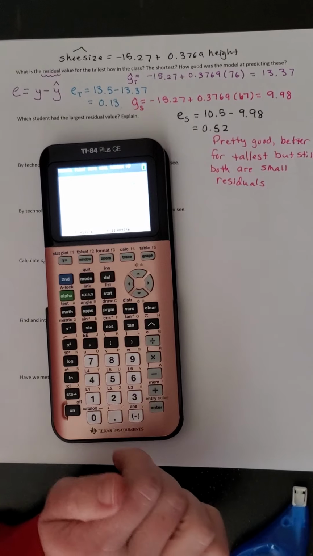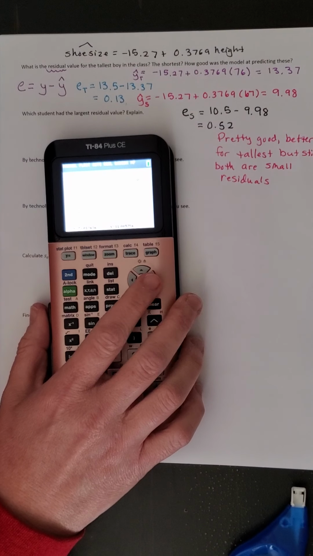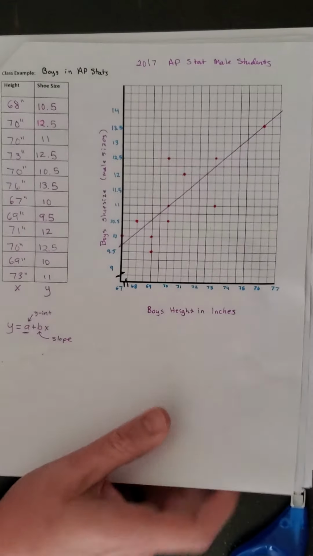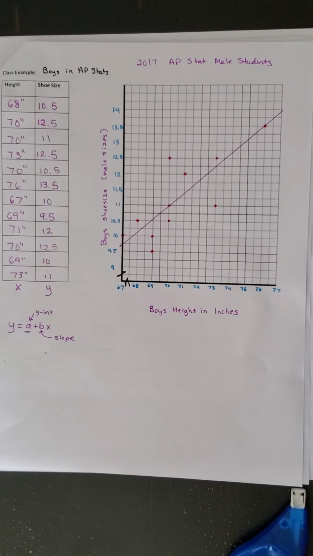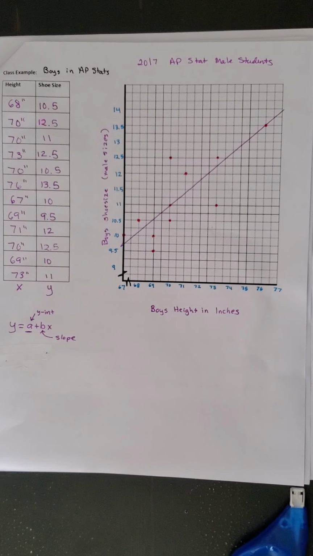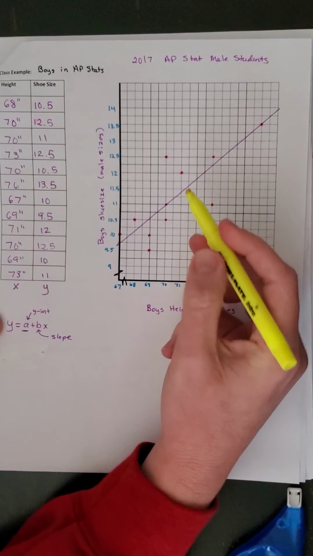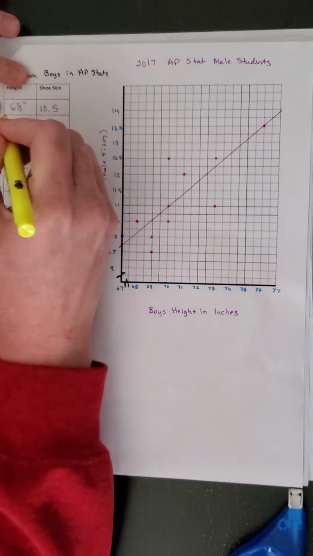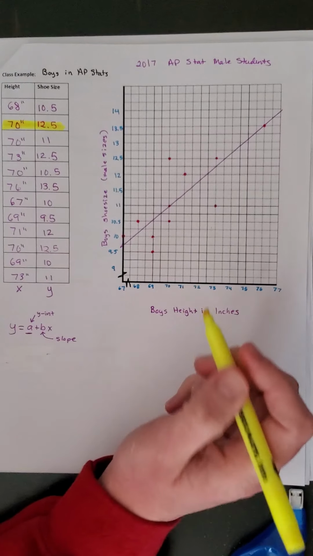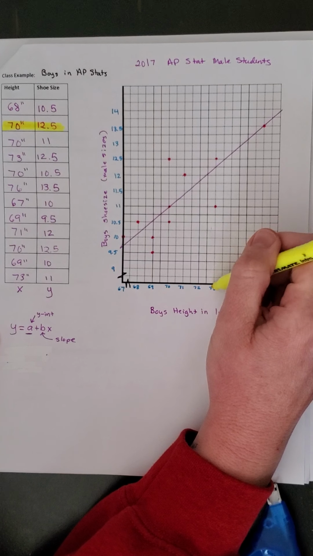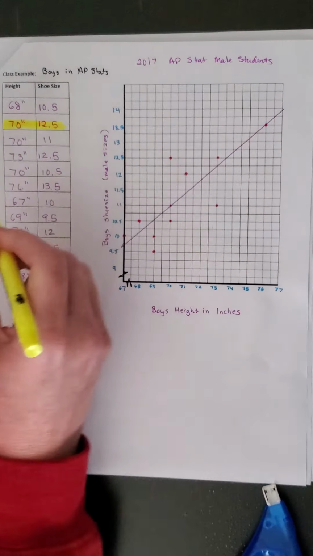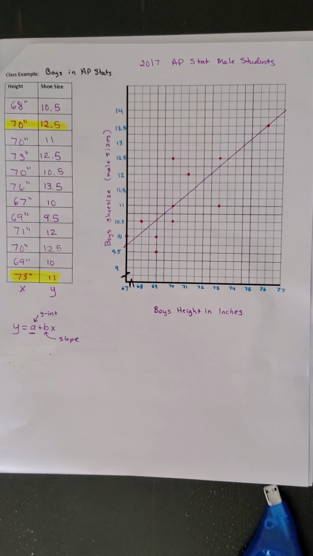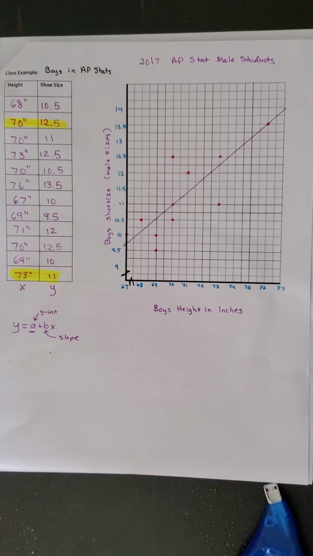So because they're both really close, I'm going to calculate both of those. So in my data, I'm going to go back and highlight who those people were. Where's my highlighter? Here it is. All right, so the first individual we think is this person right here, who was 70 inches and wore 12.5. And the other individual is the person who was 73 inches and wore a size 11. And since they're both kind of close to being the farthest off the line, I'm going to check both of them.